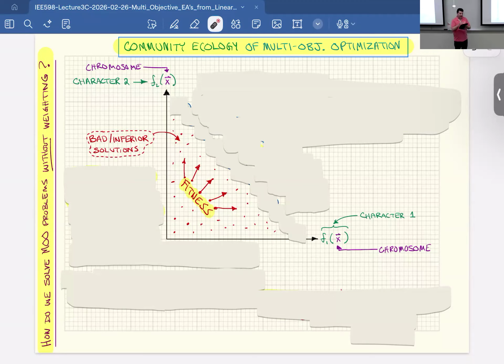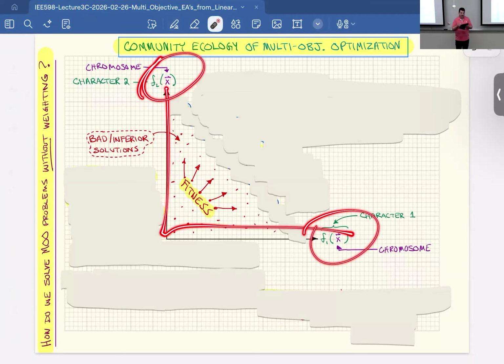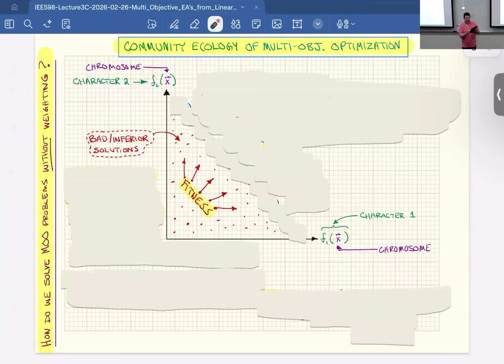So, I'm looking back at my objective space, F1 and F2. But if we wanted to, we can think of X as a chromosome and F as character 1 and character 2. And so each one of these points we could think of as a different species, a different organism that combines characters, traits. So each one of these has different traits, but these traits are easily dominated by others in the population. So this one is dominated by that one, and so on.